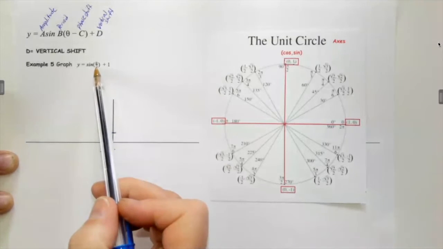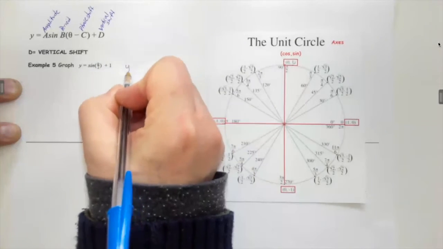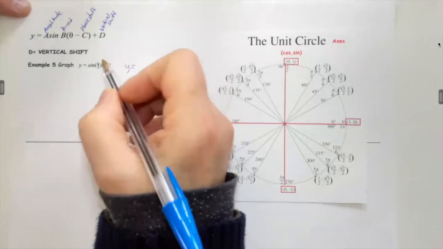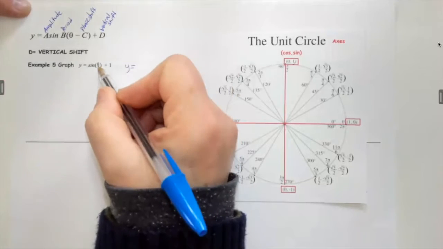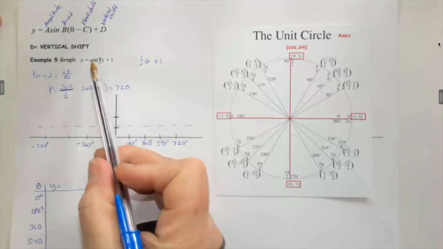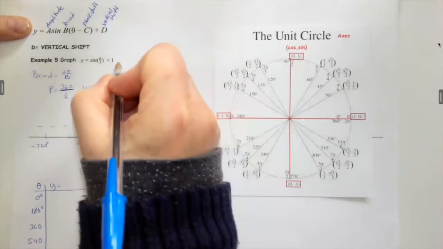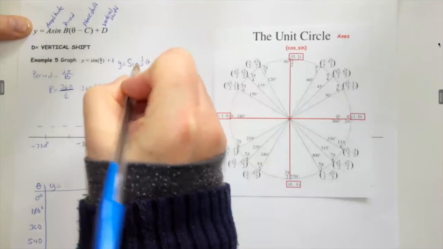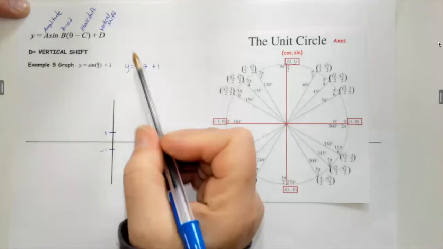My period. Y equals sine of theta divided by 2. There is a 1 in front of the theta. That's 1/2. I would like to rewrite sine theta over 2 plus 1 as y equals sine 1/2 theta plus 1. My period, I need B.